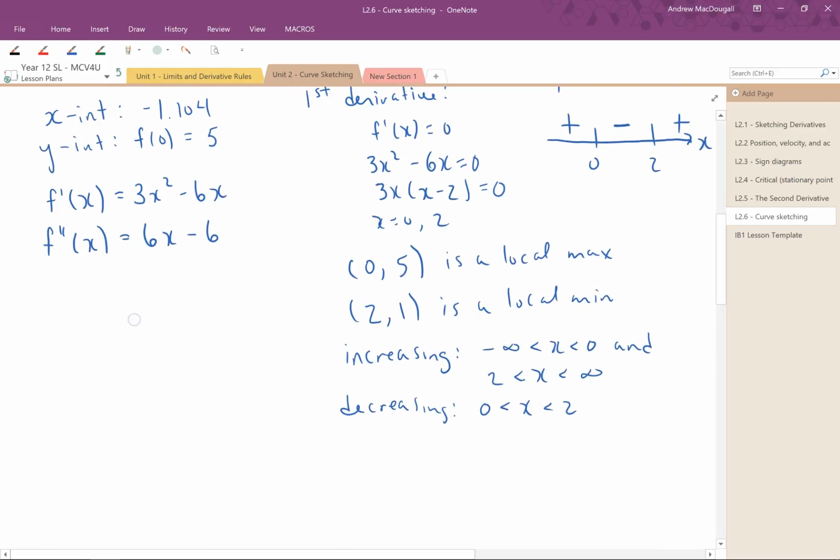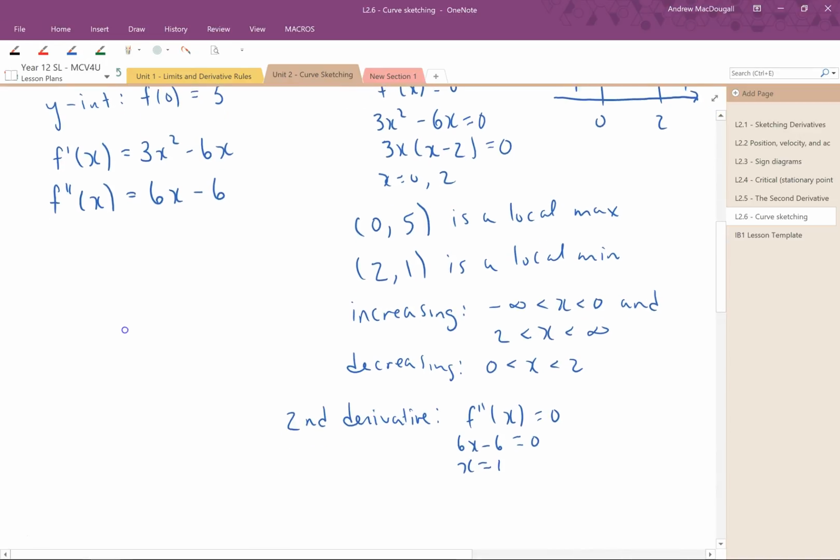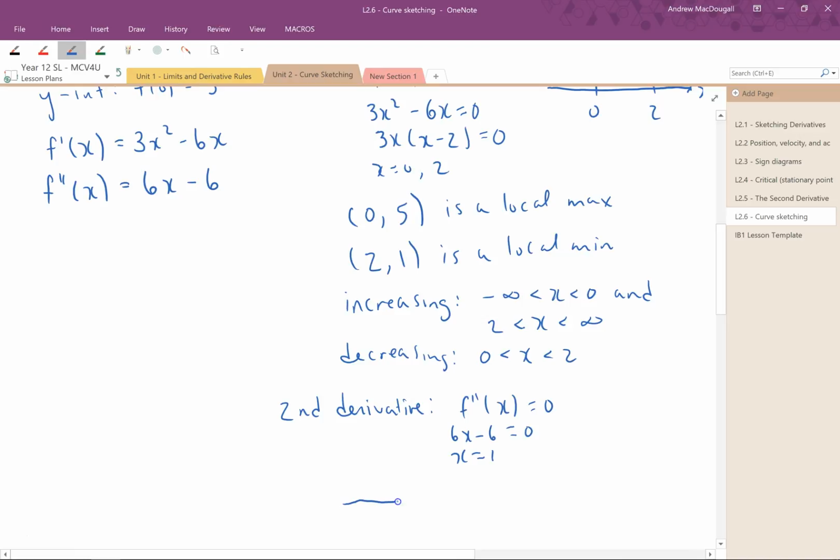Okay, so let's look at the second derivative. What does that tell us? Well, possible inflection points occur when the second derivative, f double prime of x, is 0, which is 6x minus 6 equals 0, which means x is 1. So x being 1 is where a possible inflection point occurs. And in order to tell, we need to analyze the second derivative on either side of 1.